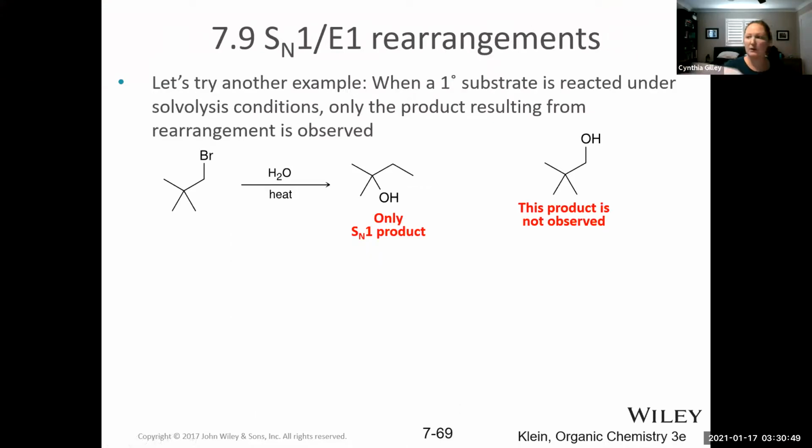Okay, so let's try another example. What happens if instead of a tertiary substrate, we use a primary alkyl halide substrate? It's reacted under solvolysis conditions, but instead of using ethanol as a solvent, we're going to use water as the solvent. And in this case, it's going to be heated so we can get a good amount of product. And there's only one product that's formed, which involves a rearrangement. So let's talk about what will happen in this case.